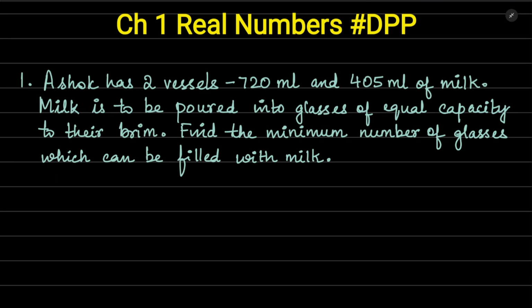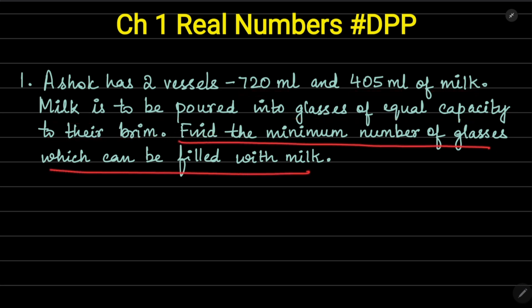So let's start the first problem, that is a word problem with respect to LCM and HCF. The question is, Ashok has two vessels, 720 ml and 405 ml of milk. Milk is to be poured into glasses of equal capacity to their brim. Find the minimum number of glasses which can be filled with milk.